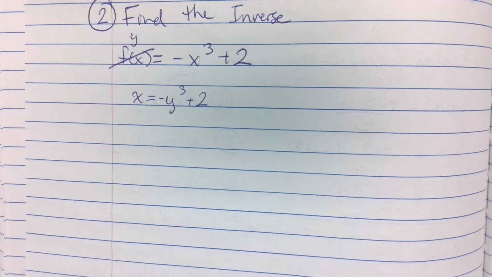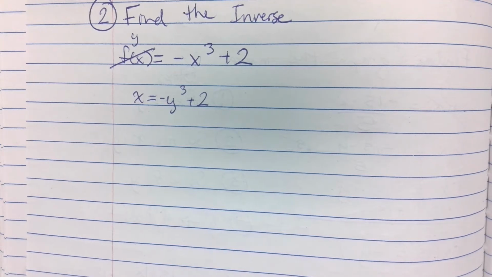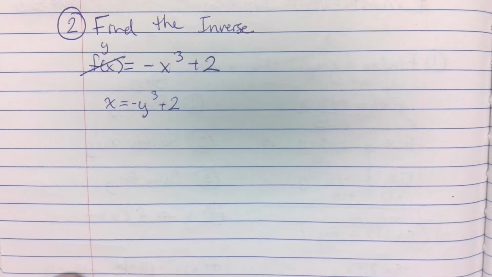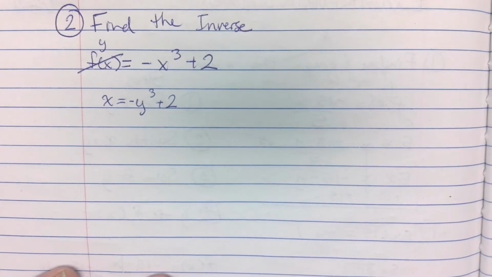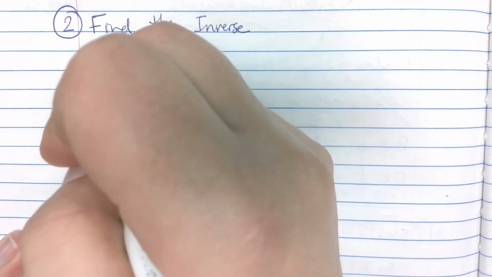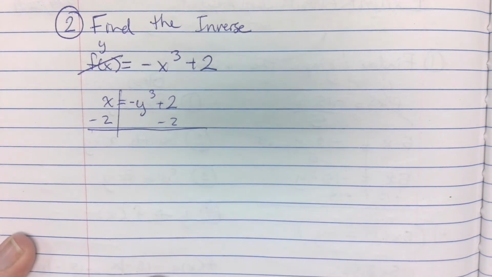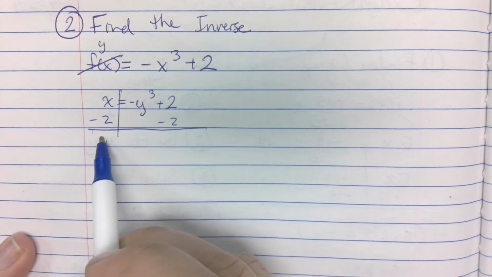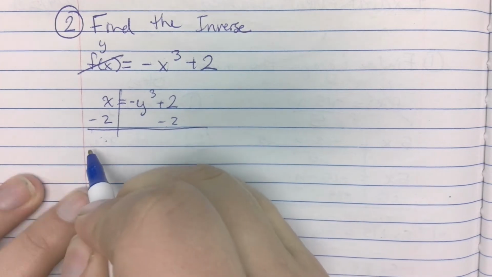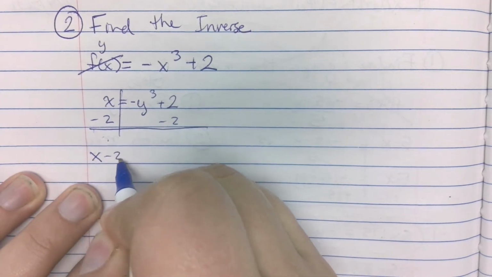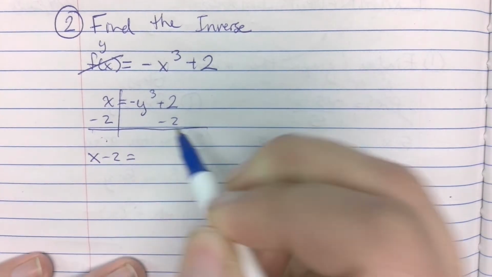What do we do next? How are we going to move the 2? Yeah, we want to solve for y. How do we do that? Add, subtract, multiply, or divide? Minus 2 on both sides. Are these like terms? So what do we have? What do I write down? X minus 2. What's on this side?